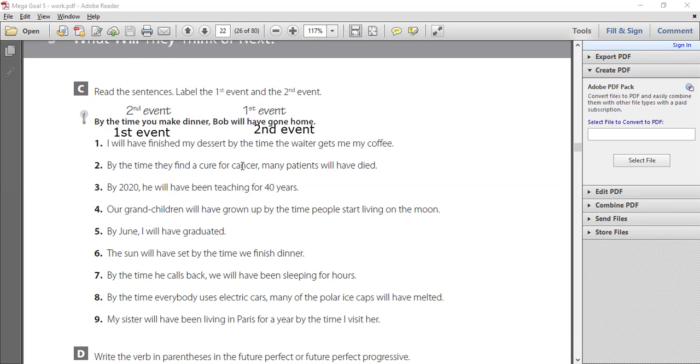You can participate in the chat, Thalith, but please participate so I can see that you understand the grammar. Number two, by the time they find a cure for cancer, many patients will have died. What do you think? By the time they find a cure, a treatment for cancer, many patients will have died.